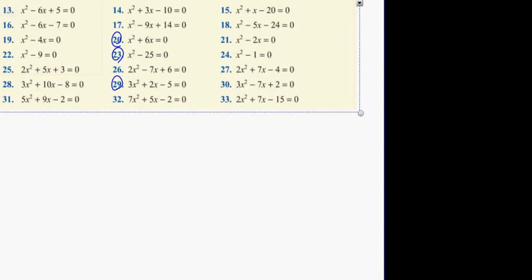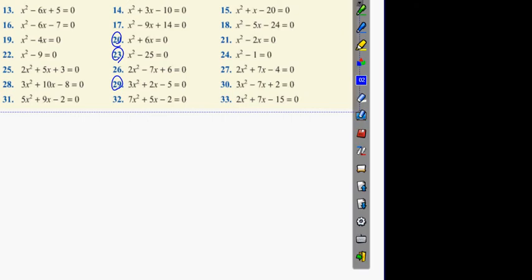Okay guys, so number 20 is x squared plus 6x equals 0. When you get this, what do you take out, Nick? You can't take out x squared. X into what? X. Yeah, x times x plus 6 equals 0.